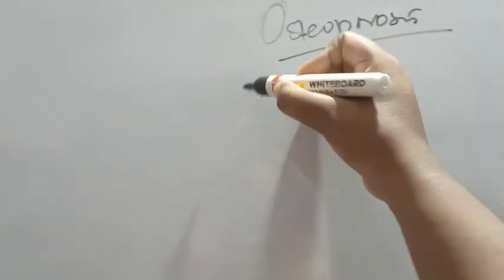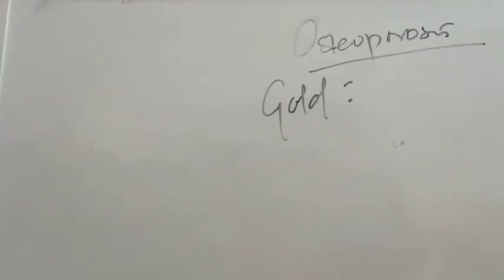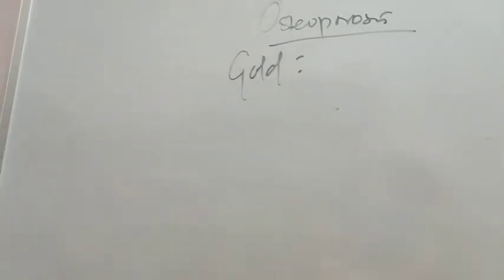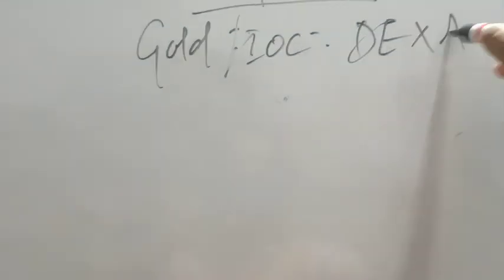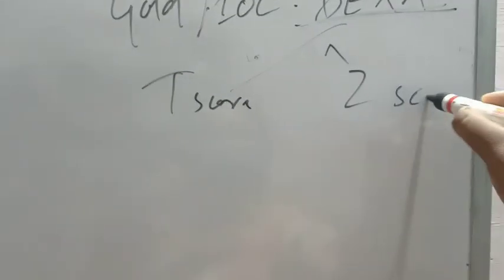Now I'll just give you a direct question. Just tell me that for a person with osteoporosis, what is the best or gold standard diagnostic modality, and how are you going to diagnose it? Okay, anyway, the point is that the investigation of choice or gold standard is the DEXA scan. And remember, in DEXA scan, you can either have a T score or you can have a Z score.